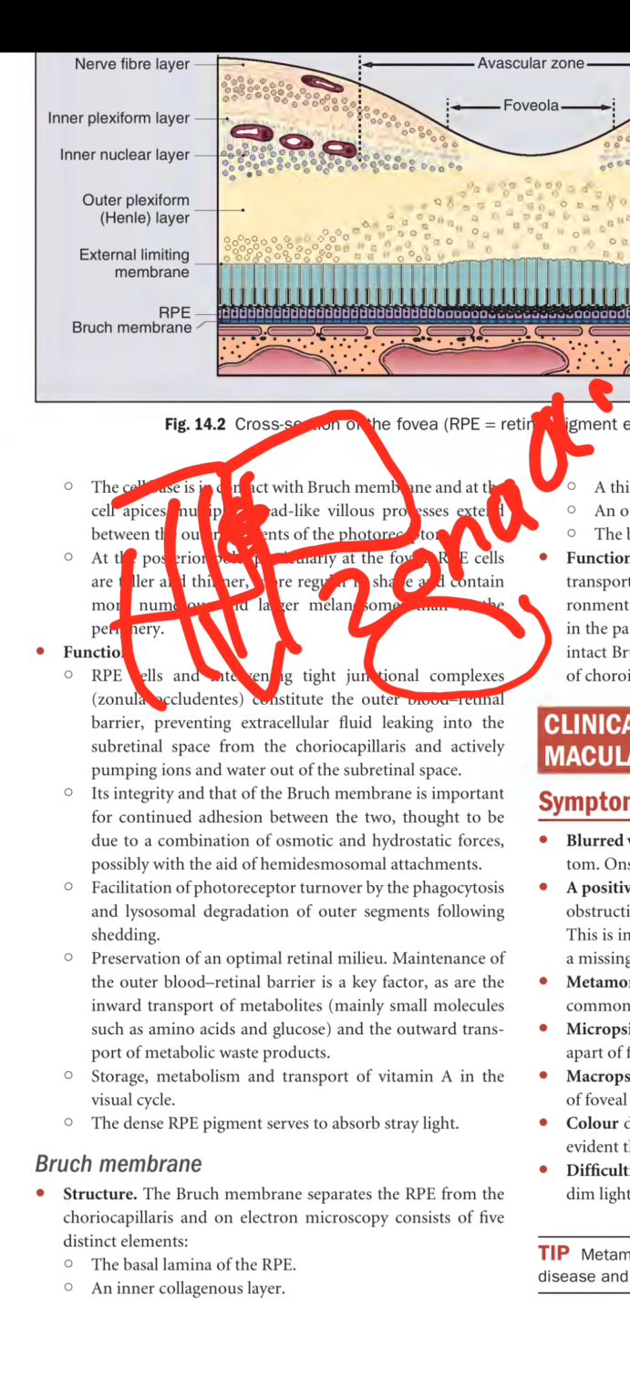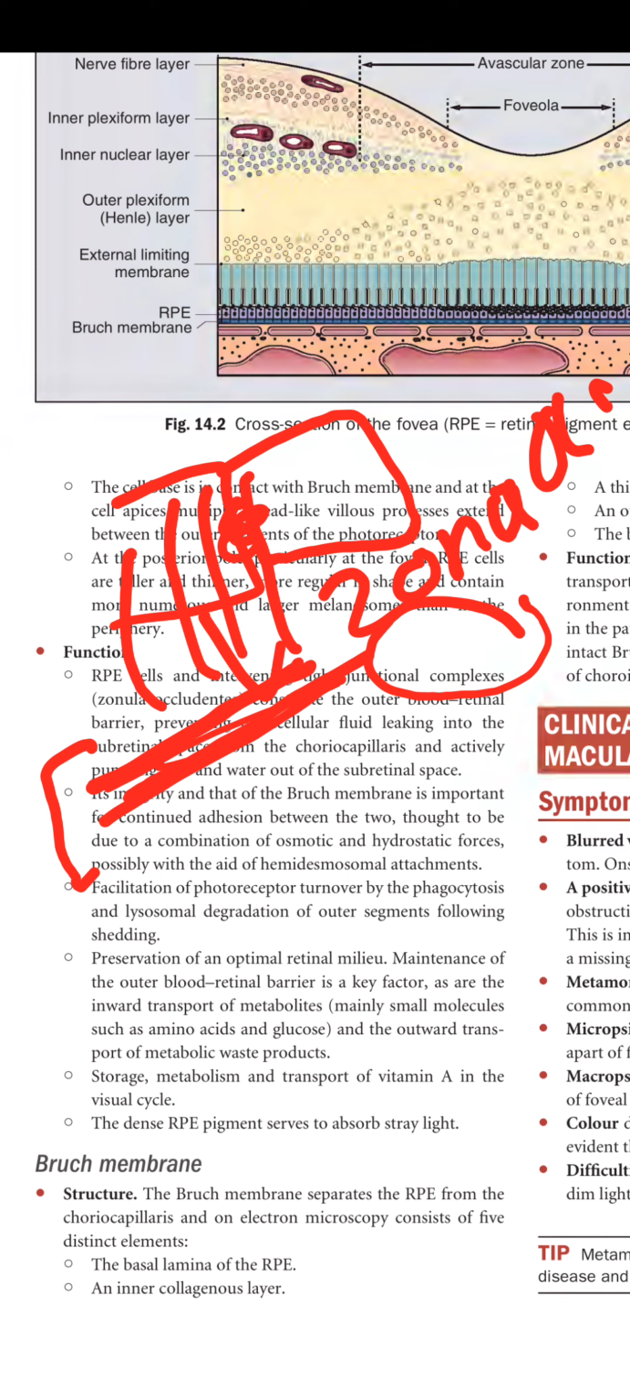Its integrity and that of the Bruch membrane is important for the continued adhesion between the two, thought to be due to a combination of osmotic and hydrostatic forces, possibly with the aid of hemidesmosomal attachments. So basically, it is important for the adhesion of these two, because if there is some disruption, it can lead to detachment of the retinal pigment epithelium.